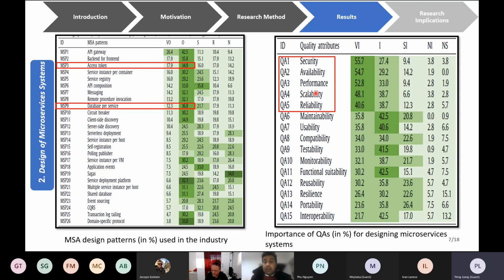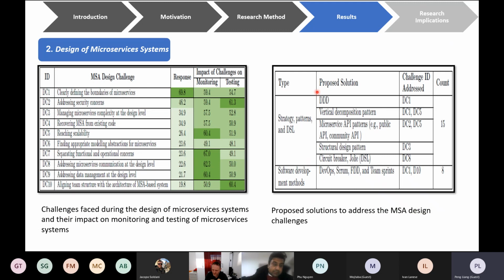when we are designing the architecture of a microservices system. The final two questions regarding this part were about challenges and solutions for the challenges in the design of microservices systems. We provided 10 candidate answers to the participants. The majority of participants said that clearly defining the boundaries of microservices, addressing security concerns, and managing microservices complexity at the design level are very critical challenges. These challenges also have an impact on monitoring and testing of microservices.